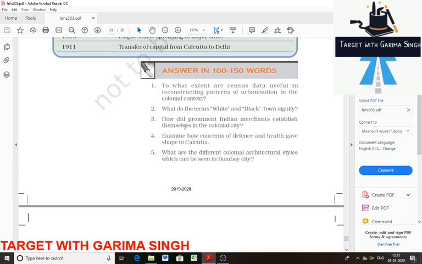Next is, how did prominent Indian merchants establish themselves in the colonial city? So the prominent Indian merchants and traders settled in colonial cities like Bombay, Calcutta, and Madras. They served as agents or middlemen for the British and lived in traditionally built courtyard houses in the Black Town. They invested heavily in large tracts of land in these cities for the future. They wanted to impress their British masters, or colonial rulers, or white people living in White Towns by giving lavish parties during festival season and built temples to establish their supremacy and prestige in society.